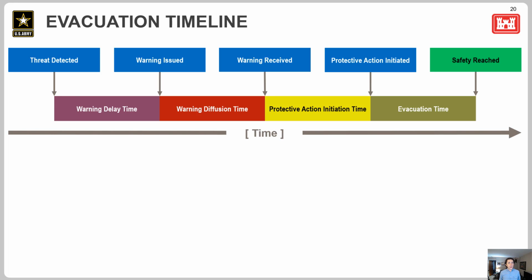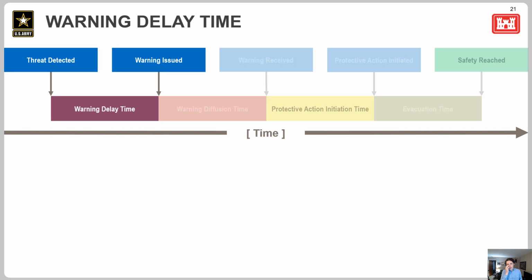Okay, the final compute we're going to talk about is life loss. And to understand life loss, I'm going to introduce this warning and evacuation timeline. This timeline is important because it's going to define the amount of time that the population at risk has to evacuate. So starting first with the warning delay time.